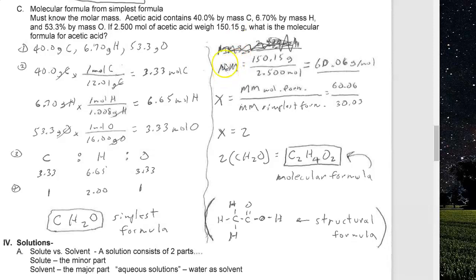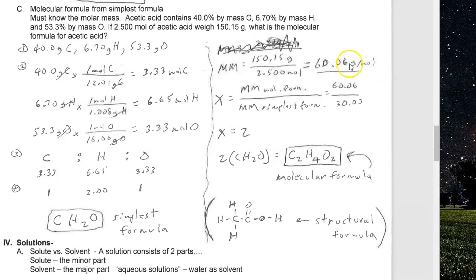Grams per mole. So I just simply take my grams here and divide it by the number of moles. Grams per mole, see? There we go. So 150.15 divided by 2.550. 5 significant figures here, 4 here, so my answer is to 4: 60.06 grams per mole. All right?